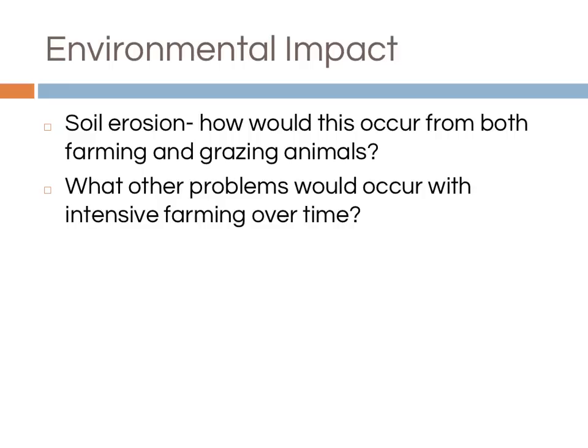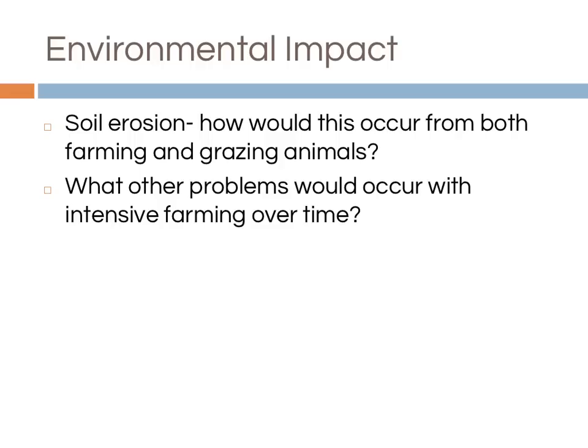All right, another key theme we're going to talk about all this year is the environmental impact of humans. With the advent of farming, humans definitely impacted their environment. Soil erosion occurred from both farming and grazing animals, because once people started clearing land in order to farm, the soil could run off more easily when it rained. The same thing with grazing animals. If you graze too many animals in one field, and they eat away the vegetation, water comes and washes the soil away.